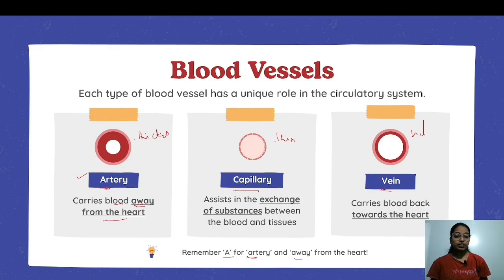Capillaries, these are the thinnest, right? So as their walls are thin, they are involved in exchange of substances. Exchange of gases, energy and nutrients can be done with the help of these capillaries.